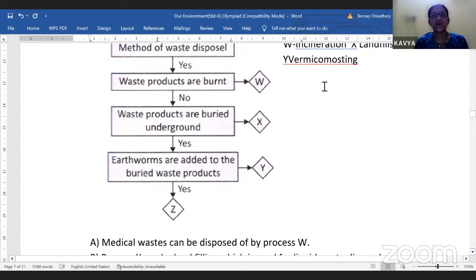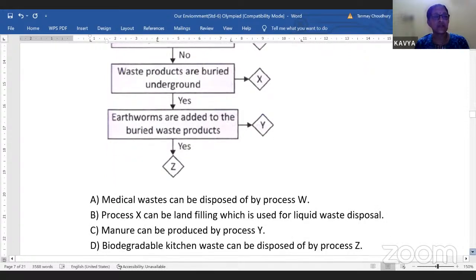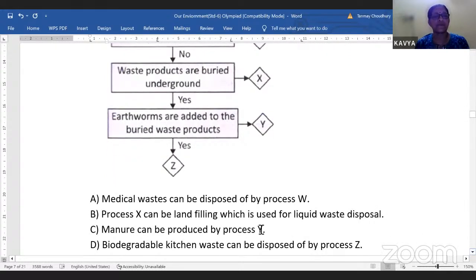Vermicomposting. Earthworms eat this soil, and the undigested food of the earthworm is nothing but fertile soil. So they convert all these wastes into fertile soil. And that compost, that fertile soil which they convert, that method is known as vermicomposting.